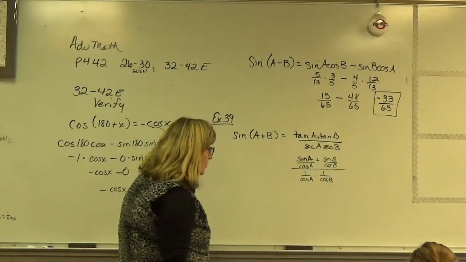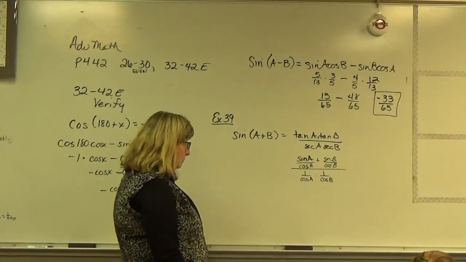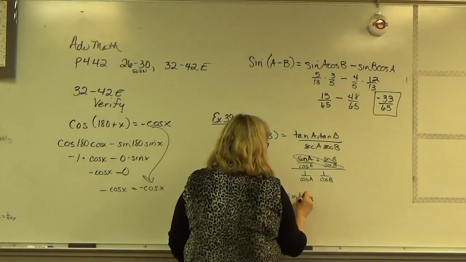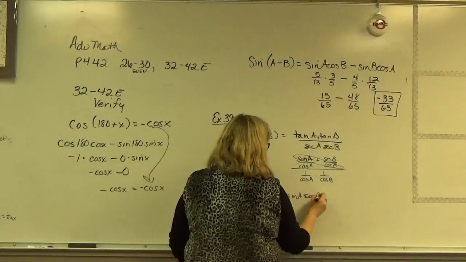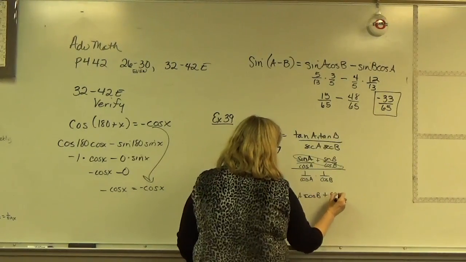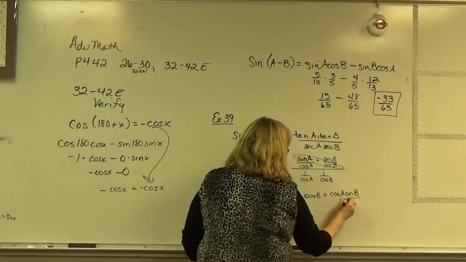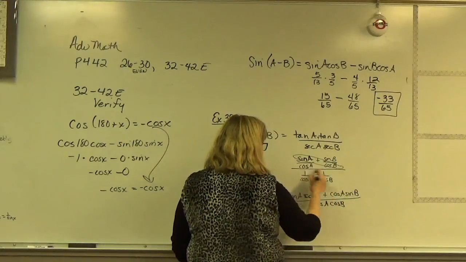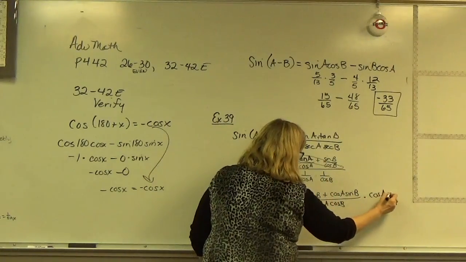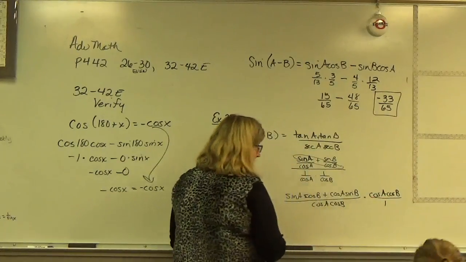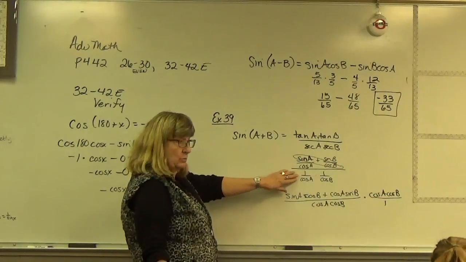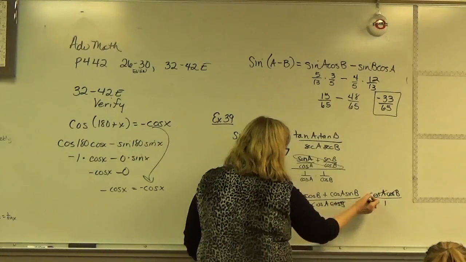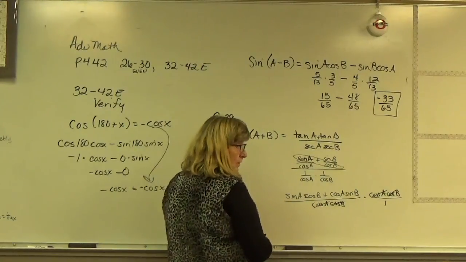So what would we do on top? Butterfly. So what will that give me? Sine of A times cosine of B plus cosine of A times the sine of B, all over cosine of A cosine of B. And this you're gonna invert, right? So I just divided by that, which I inverted and multiplied. Now what happens? Doesn't this cancel? And what do I have?